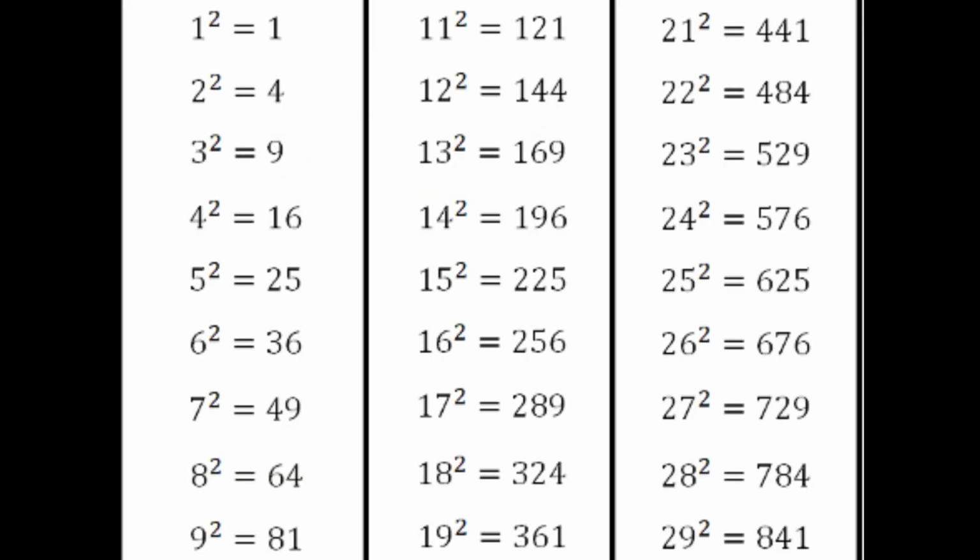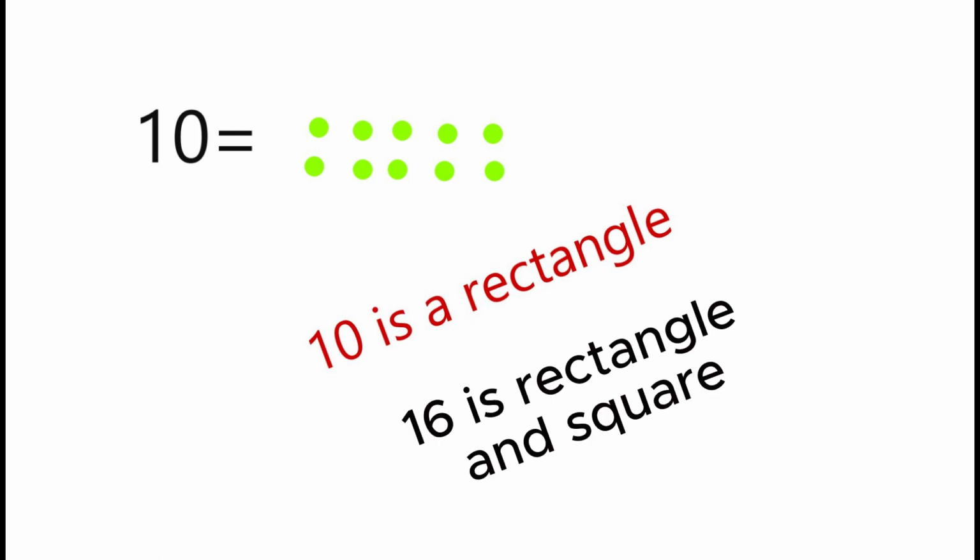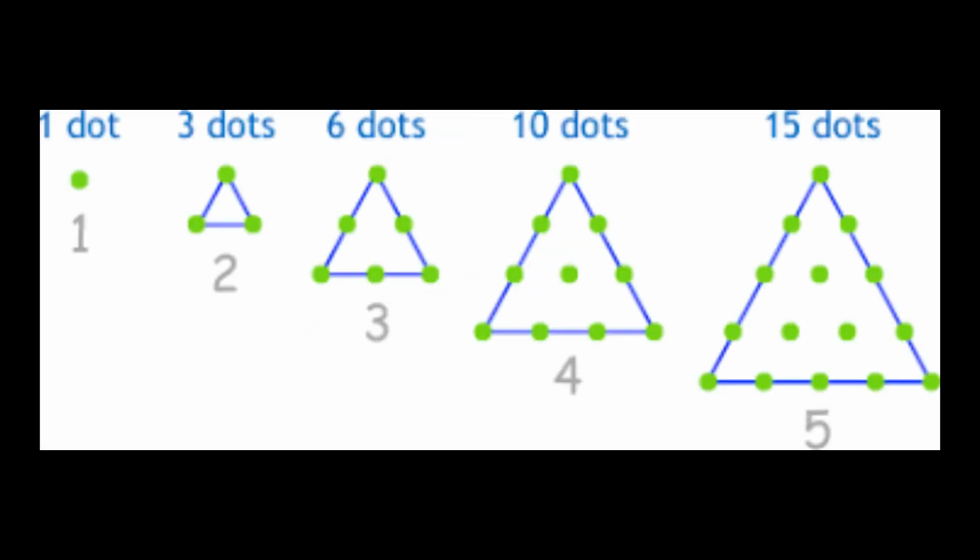Square numbers have square roots that are whole numbers. So the square root of 9 is 3. The square root of 16 is 4. Whole number square roots. However, 10 could form a rectangle. So 10 is a rectangular number. 16 is a rectangular number as well as a square number. So it could be multiple types. 9, however, cannot form a rectangle. So 9 is not a rectangular number.